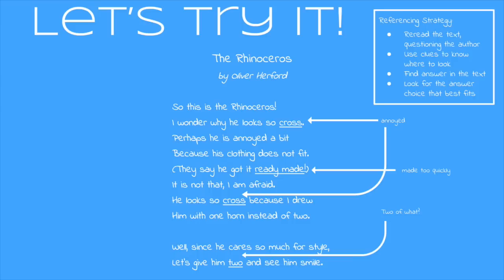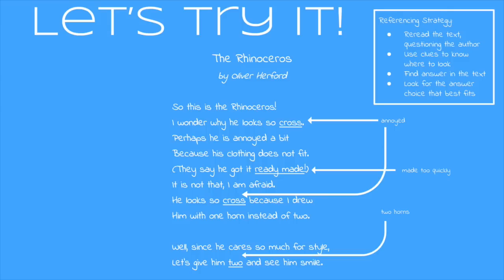Now I'm going to take a look at this last sentence. Let's give him 2 and see him smile. My question was 2 of what? If I look at the first stanza in this poem, at the very end it says, he looked so annoyed because I drew him with 1 horn instead of 2. So the word 2 there means 2 horns. Let's see if that works here. Let's give him 2 horns and see him smile. That works great.